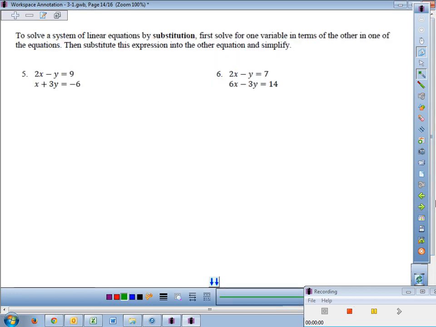Now to solve systems by substitution. Here's how I've always taught it in the past. You would solve a system by substitution if you had a variable all by itself on one side of the equal sign. Well, in this problem, we don't have a variable all by itself on one side of the equal sign, and neither on these.